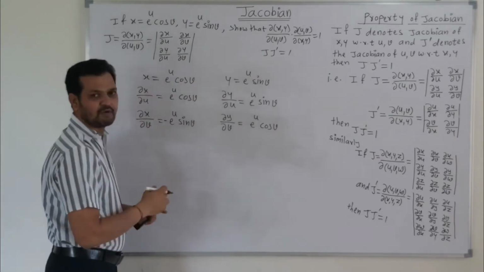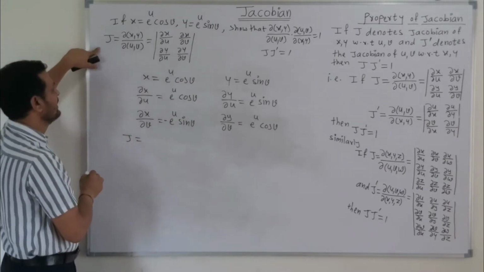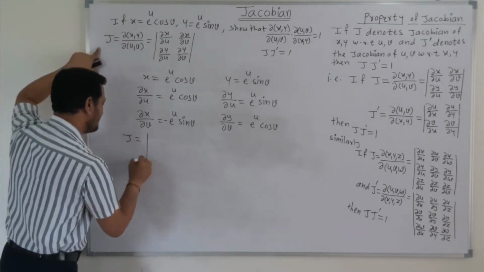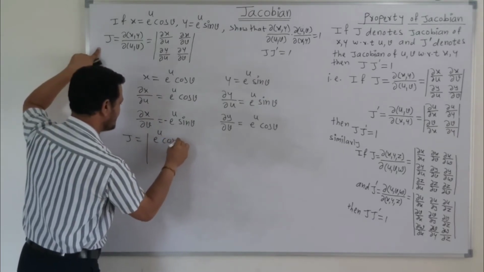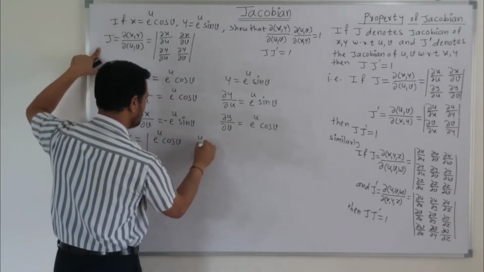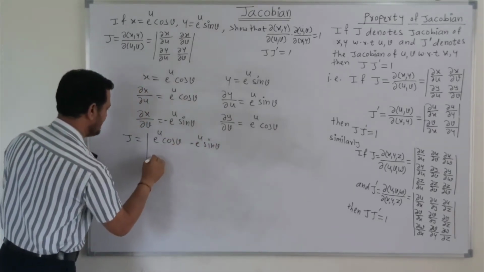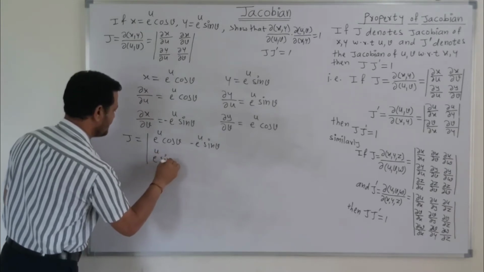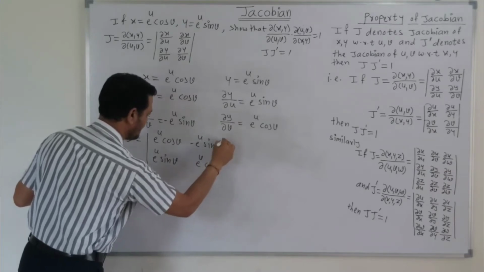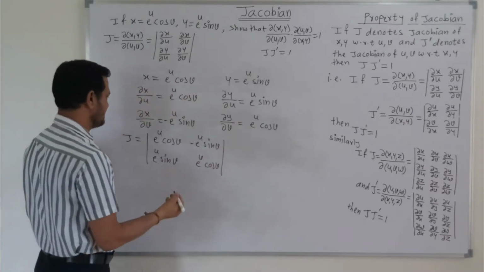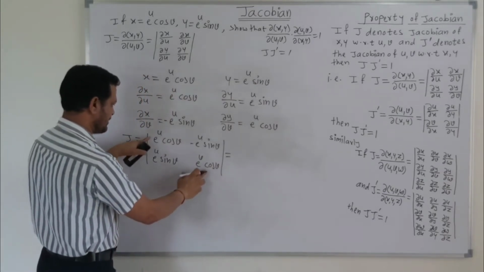So we find all these derivatives and put all these values in this j, which is the Jacobian of xy with respect to uv. We get the value of the determinant, which is e raised to u cos of v, then minus e raised to u sine of v, then again e raised to u sine of v, then e raised to u cos of v. Just simplify this determinant. If we try to simplify this determinant, then we take the product of these two terms.